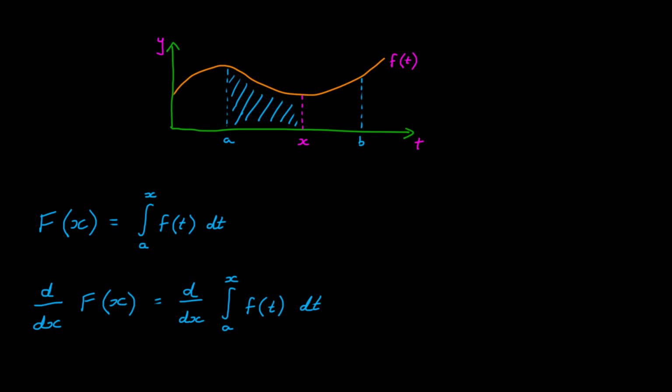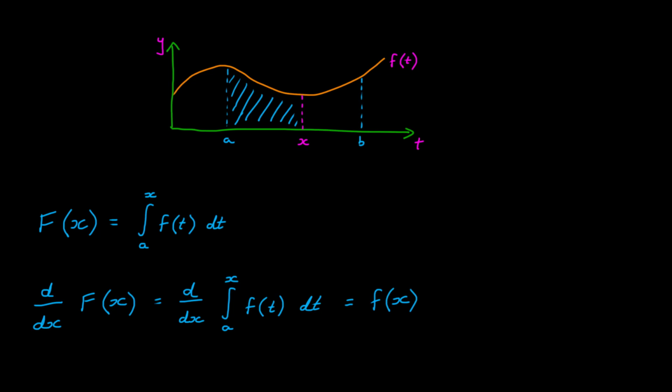Looking at the area that we've defined from a to x, the derivative of that area as x changes from x to x plus h is simply going to be determined by the height of the function at that point. If the function is high, then changing from x to some small increment above will add a large amount of area. If the function is small, then only a small amount of area is going to be gained. So the derivative at this point of the integral from a to x of f of t dt is simply the value of the function at the point x.